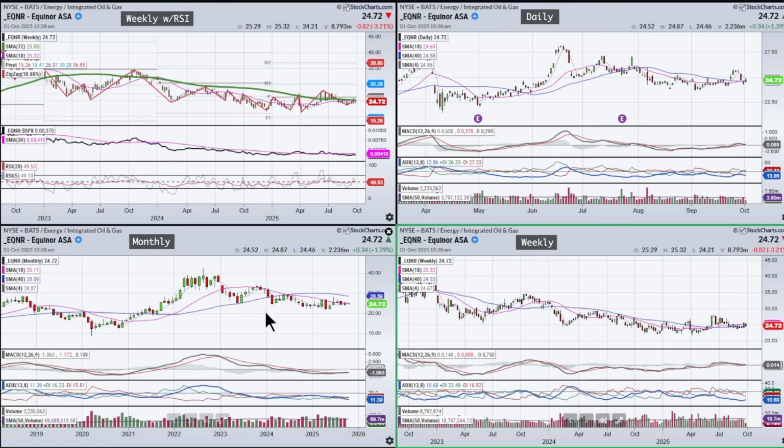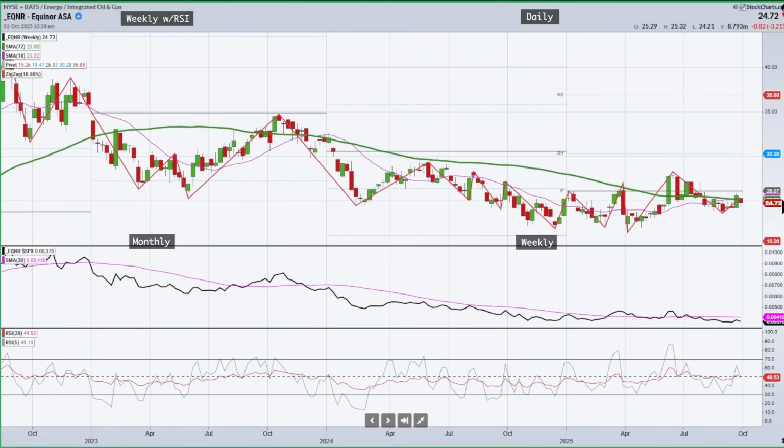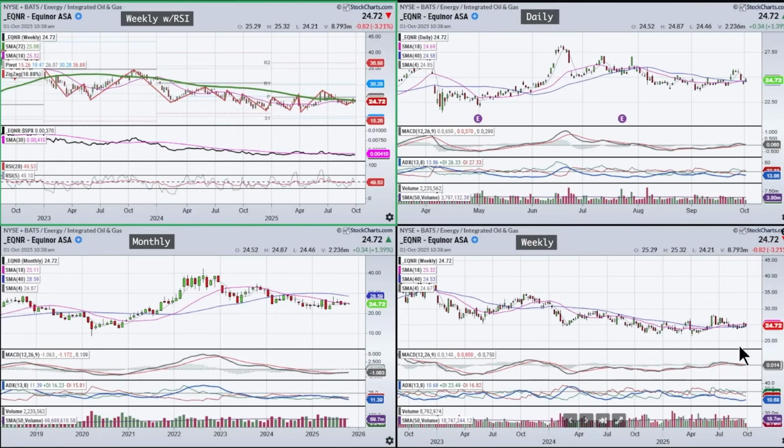EQNR, another energy stock that has worked its way down on the monthly chart. It hasn't quite turned above the 18-month line, but it wouldn't take very much. If we look at this here, this is the 18-month line. Somewhere around 25, 26, I think, is a key level to monitor. If we can get back above that, what I would be looking for on the weekly chart is a really strong move to the upside.